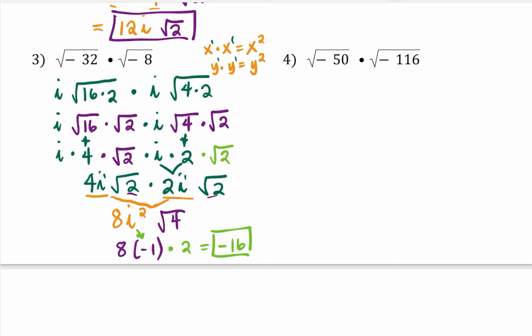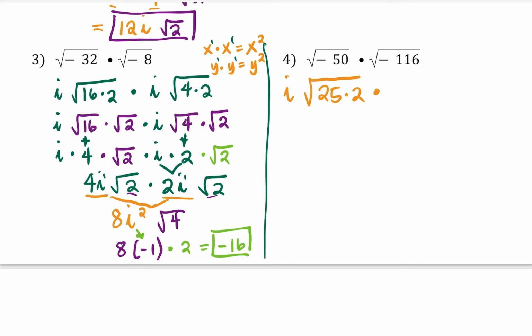Okay, let's try this one more time in the example for number 4. So we have negative 50. We'll take out the i first. So we'll have an i on the outside, and square root of 50 can be split into 25 times 2. And then times, we have i, and 116 can be split into 4 times 29. So 4 times 29 is 116. And we can't split 29 evenly. So there you go. And let's simplify.